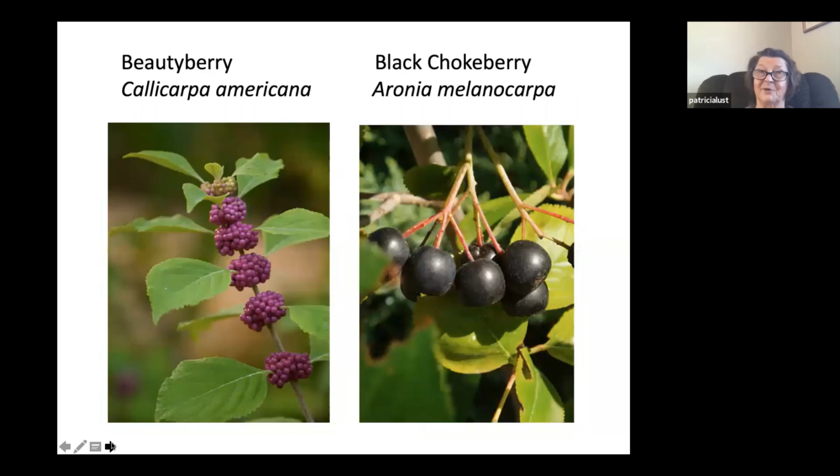Beautyberry, who doesn't love beautyberry? But if you're going to the nursery to buy a beautyberry bush, make sure you get the Callicarpa americana, not the Japanese one. You can tell the difference because the leaves on this one are fairly wide. The leaves on the Japanese one are really narrow. The nurserymen might try to sell you the Japanese one. Don't let them. Make sure that you get the American one because it's the one that supports our wildlife.